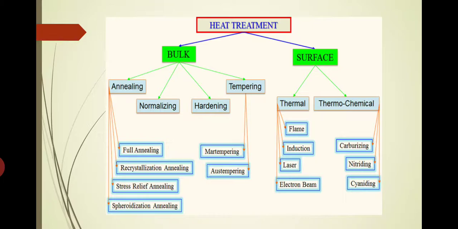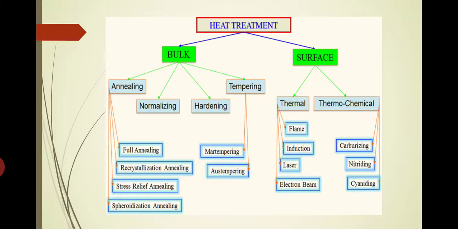Sometimes the size of the machine will be very large. In those cases, sometimes we will be doing the heat treatment at the surface only. The remaining inner or core portion will have different properties compared to the surface. For example, machine tools, the tools used for cutting purposes, the outer surface will be very hard and the inner portion will be very soft. That is accomplished by surface heat treatment. So heat treatment is basically classified into two, bulk as well as surface.